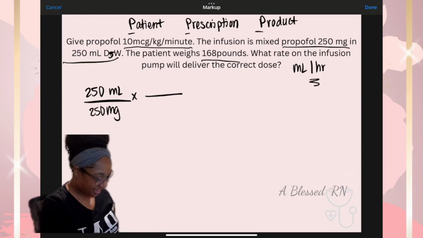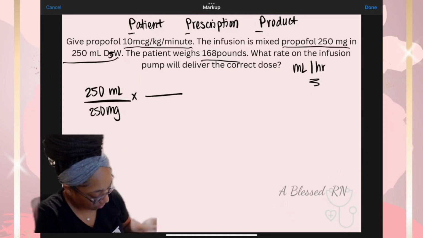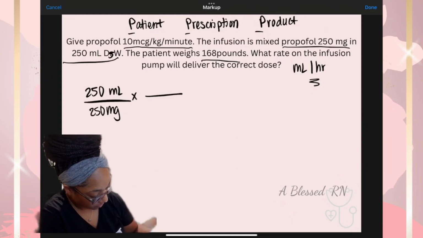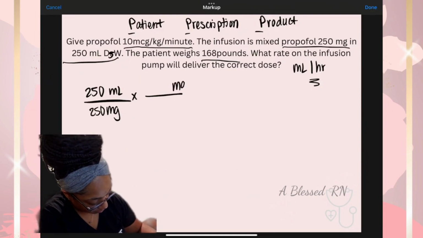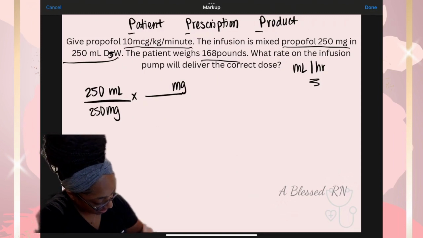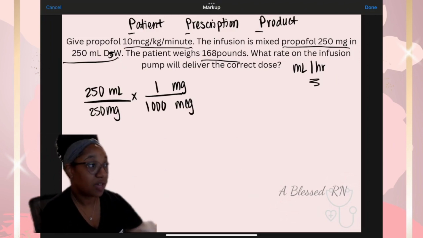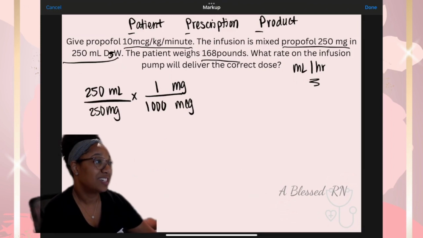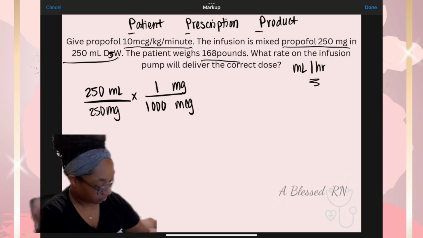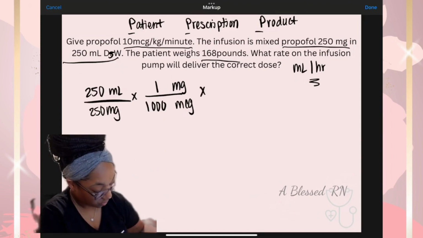Oh, no, not the conversion. Yes, JoJo, the conversion. All right. So, you got your milligrams on the bottom. So, let's go ahead and set that up. So, you put your milligrams on the top. And then, your microgram on the bottom, okay? So, 1 milligram is going to be 1,000 micrograms.